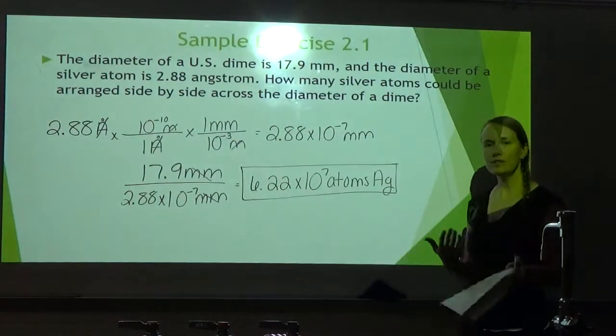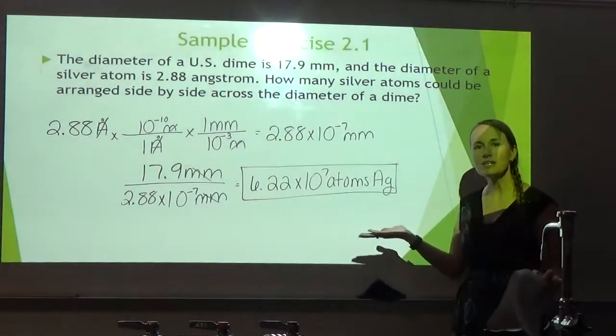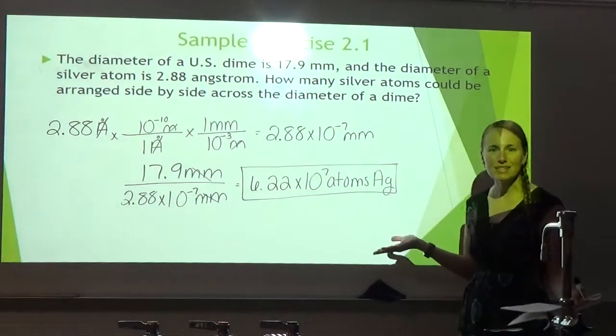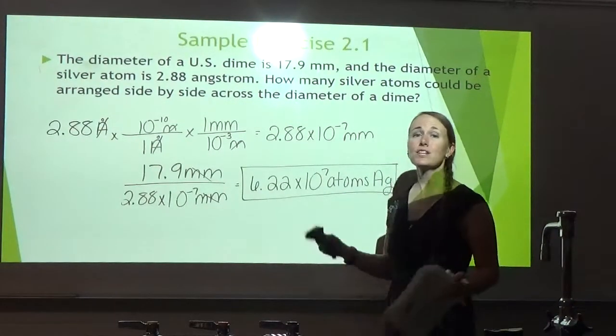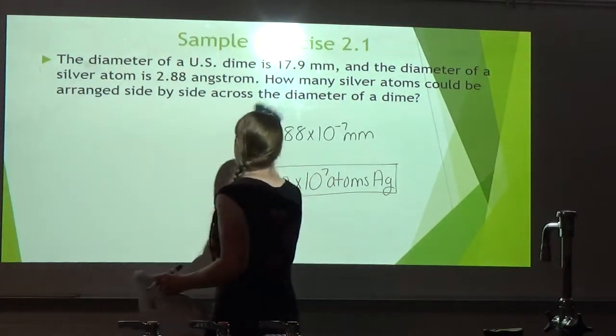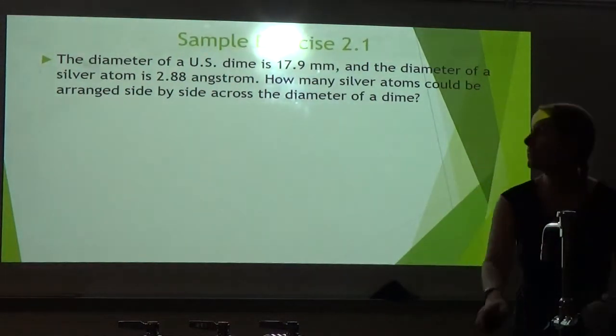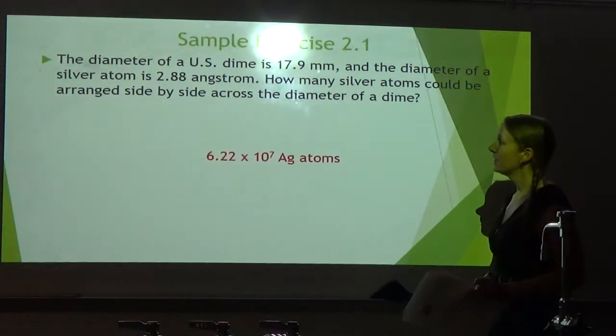Okay, and so that's all you have to do in this case. We know that we can just divide the two numbers to figure out how many silver atoms, but we just got to get the units the same. It's always important that your units cancel whenever you're doing a math problem. All right, so hopefully that wasn't too bad. Just more converting, like from chapter 1.